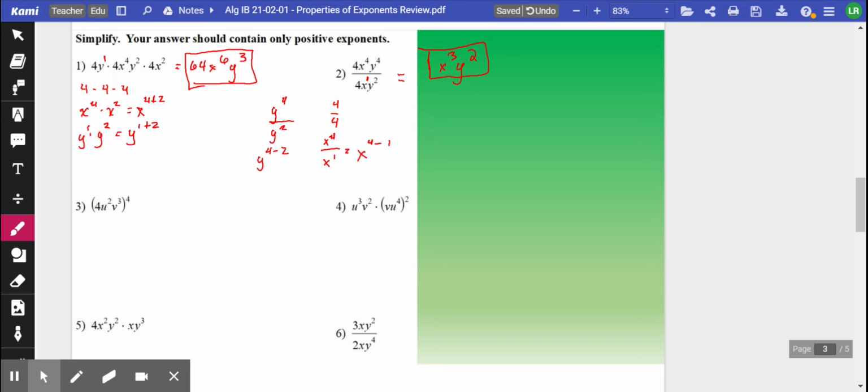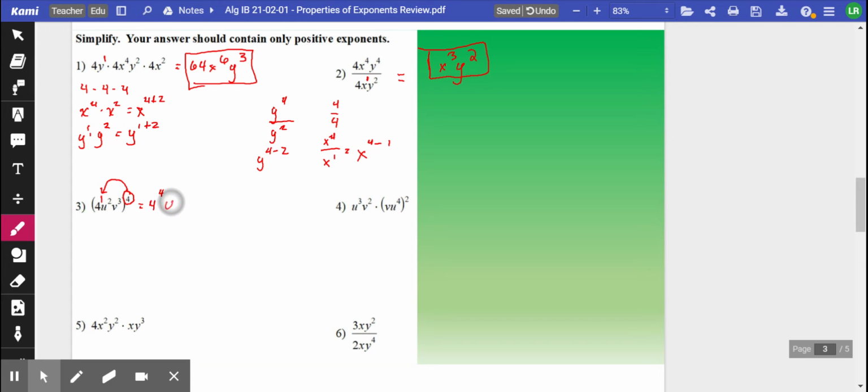Number 3 is the power property. Okay, so inside these parentheses, we have that exponent of 4 on the outside. So this exponent of 4, I'm going to multiply by all 3 exponents. Now this 4, remember, has an exponent of 1. So for the 4, it'd be 4 times 1 is 4.